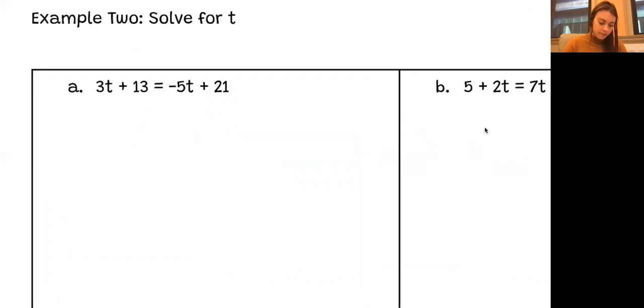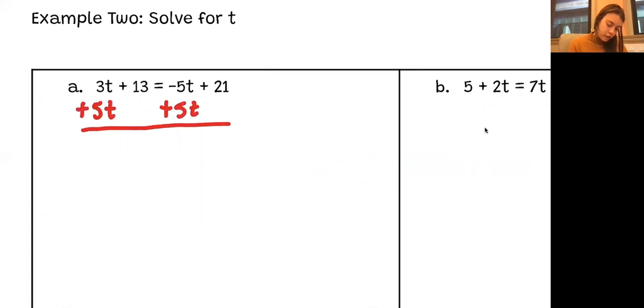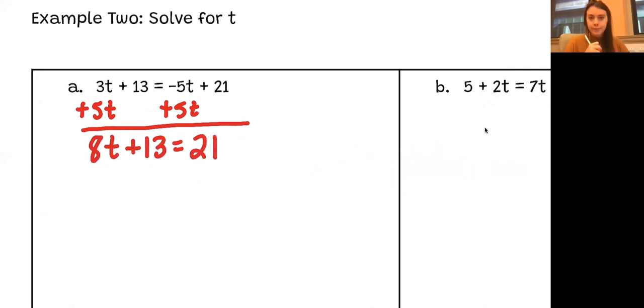So we're going to solve for t. What I'm going to do is add 5t to both sides because since it's negative 5t, I know that if I turn it into addition, I'll get a positive on the left side. So I'm doing 3t plus 5t, which is 8t. 8t plus 13 equals 21.